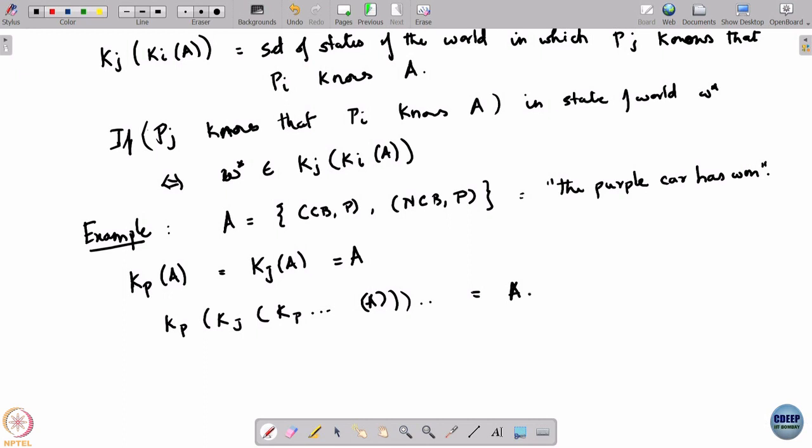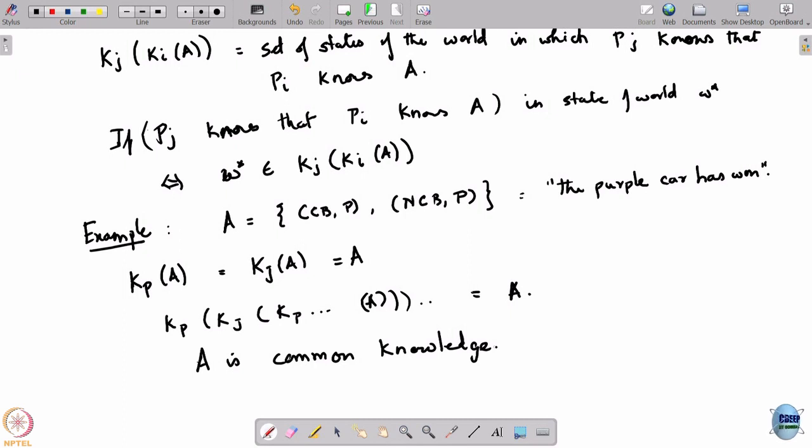Now, what does this remind you of? This means that the event A, which is the event that the purple car has won, is common knowledge, right? So, this event A is in fact common knowledge. Okay. So, this is an example of how certain things can end up becoming common knowledge.